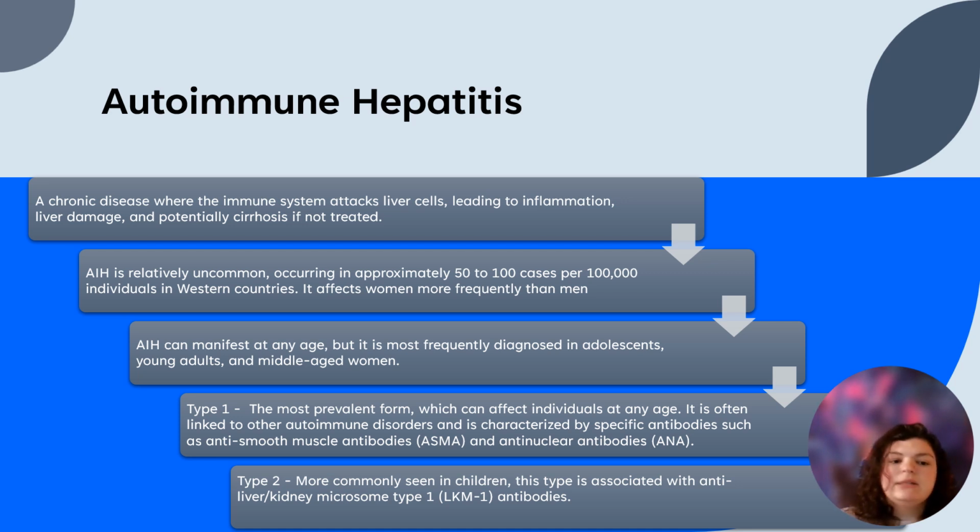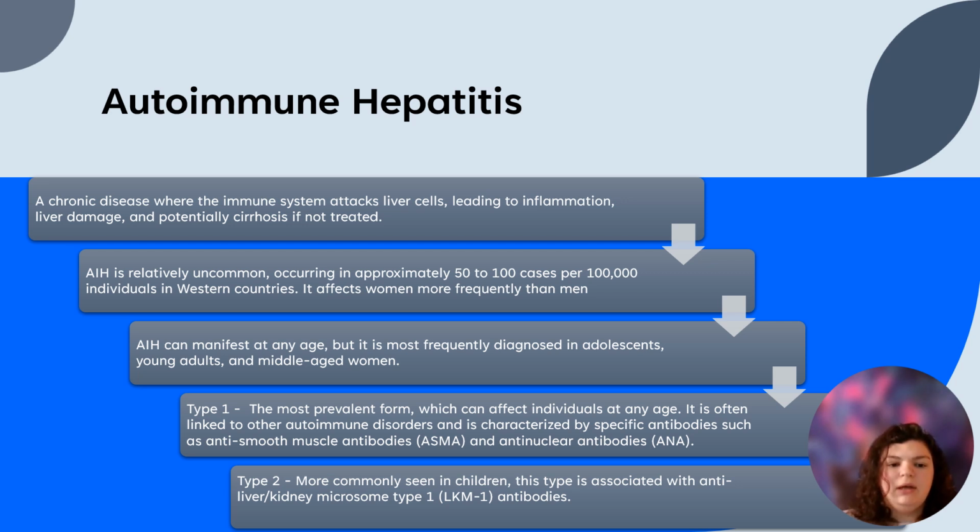Autoimmune hepatitis is considered a rare autoimmune disease. It is chronic, and it's where the immune system attacks liver cells, leading to inflammation, liver damage, and potentially cirrhosis if it's not treated. AIH is relatively uncommon, occurring in approximately 50 to 100 cases per 100,000 individuals in Western countries. It affects women more frequently than men.